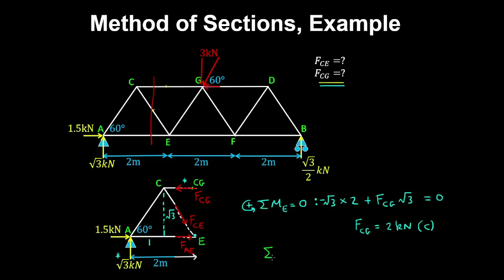And now if we take a vertical sum of forces, with upwards being positive, we have the vertical reaction minus the vertical component of force CE. So that will be FCE sine of 60 degrees. And sine of 60 degrees is root 3 on 2 using our special trig triangle. So therefore FCE is also 2 kilonewtons. And because that's pulling away from the member, this member is in tension.